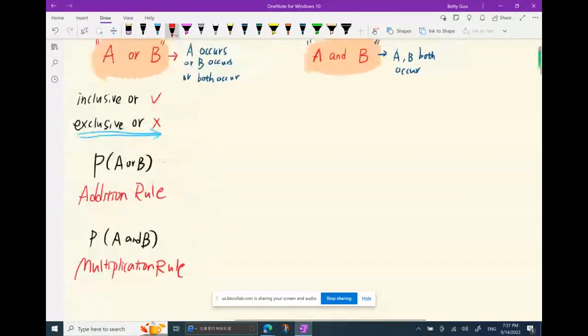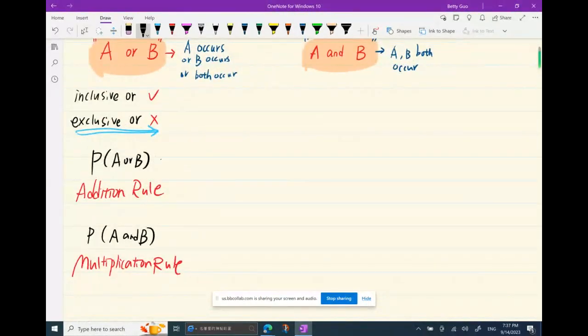So let me give you the two rules. The addition rule has two formulas. The first formula: P of A or B equals P of A plus P of B minus P of A and B. A and B is the result of the procedure in which both A and B occur. That's the first formula of the addition rule.